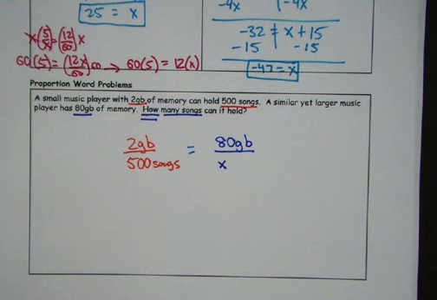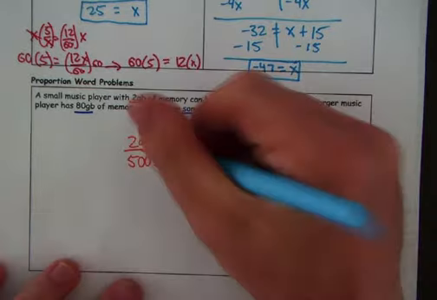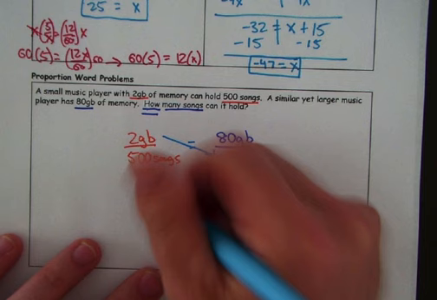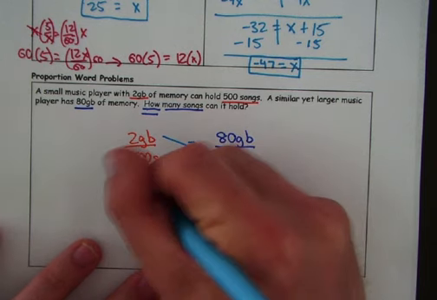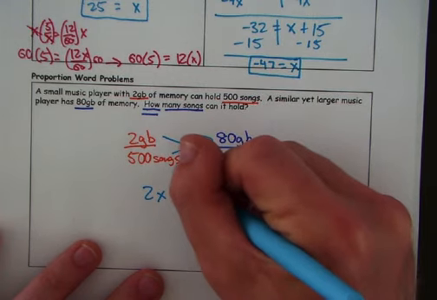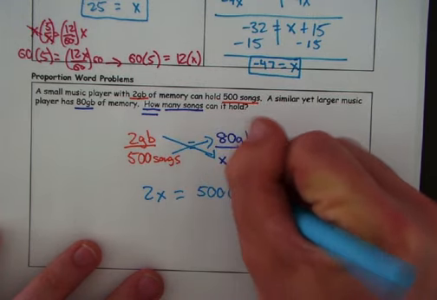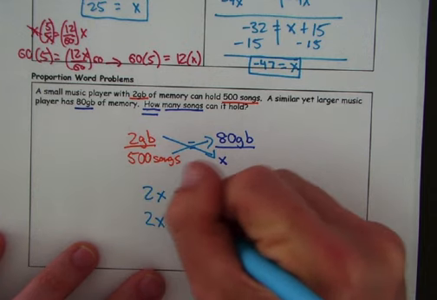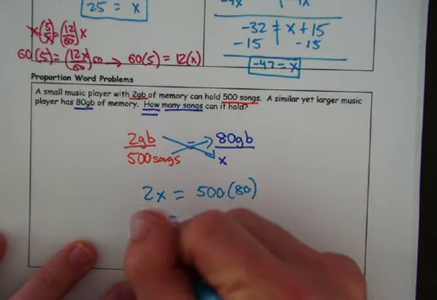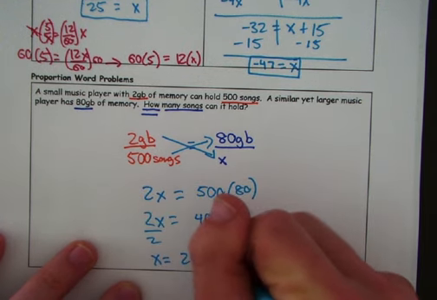Okay? Guess what? Now we just have to solve. We can use cross multiplication. Okay? And I'm just going to go to one color to make this a little bit easier. So I've got 2 gigabytes times x, 2x. And I've got 500 times 80. Well, that gives us 2x equals 40,000 divided by 2. And x equals 20,000 songs.